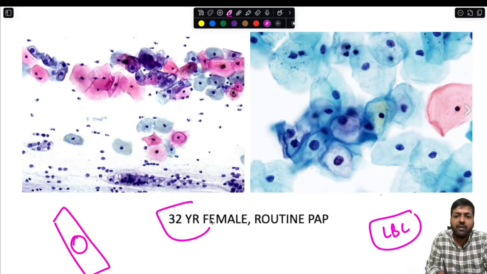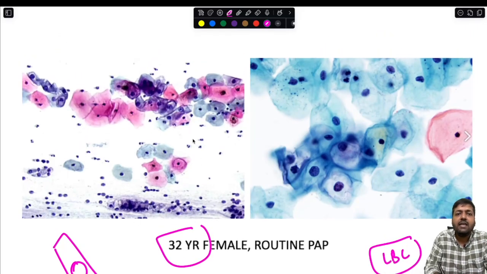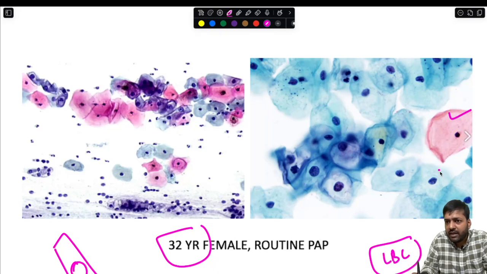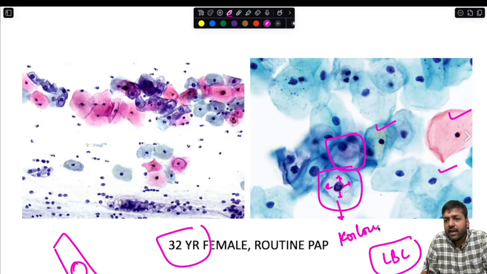It's a 32-year female. What you can see are abundant superficial and intermediate squamous cells. This is the normal squamous cell, and these are the normal intermediate cells. But over here there are certain cells where the nucleus is much larger, more than 3 times the size of an intermediate cell. You can also appreciate a perinuclear clearing. What is this change known as? This is called koilocytosis.